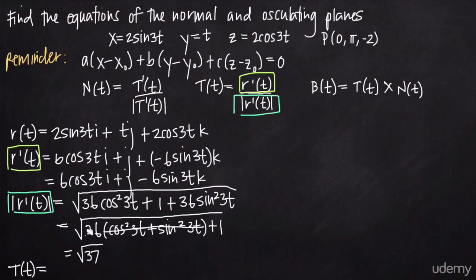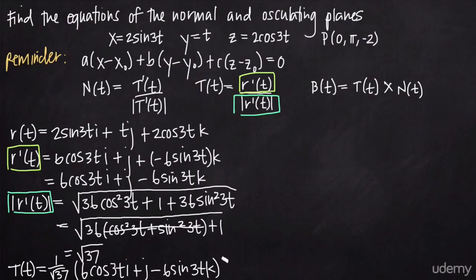So we have the unit tangent vector, and basically we're just dividing this value by this one, but we really don't want to distribute the square root of 37 across each of these terms yet. So what we'll just do is we'll bring this 1 over root 37 out in front, and we'll multiply that by this r prime of t value that we have here. So we'll get 6 cosine of 3t times i plus j minus 6 sine of 3t times k, like this. So really we just took this value and divided by root 37. We just pulled that root 37 out in the denominator as a fraction in front here so that we could factor it out.